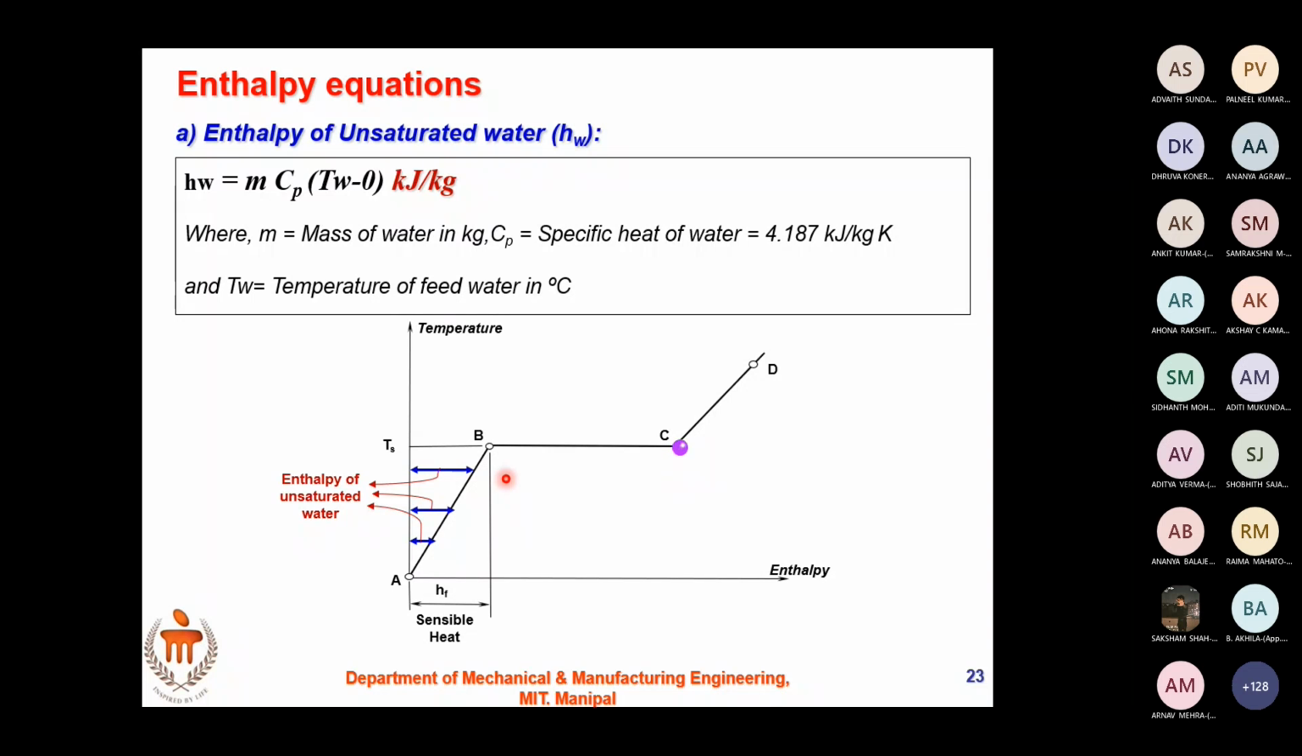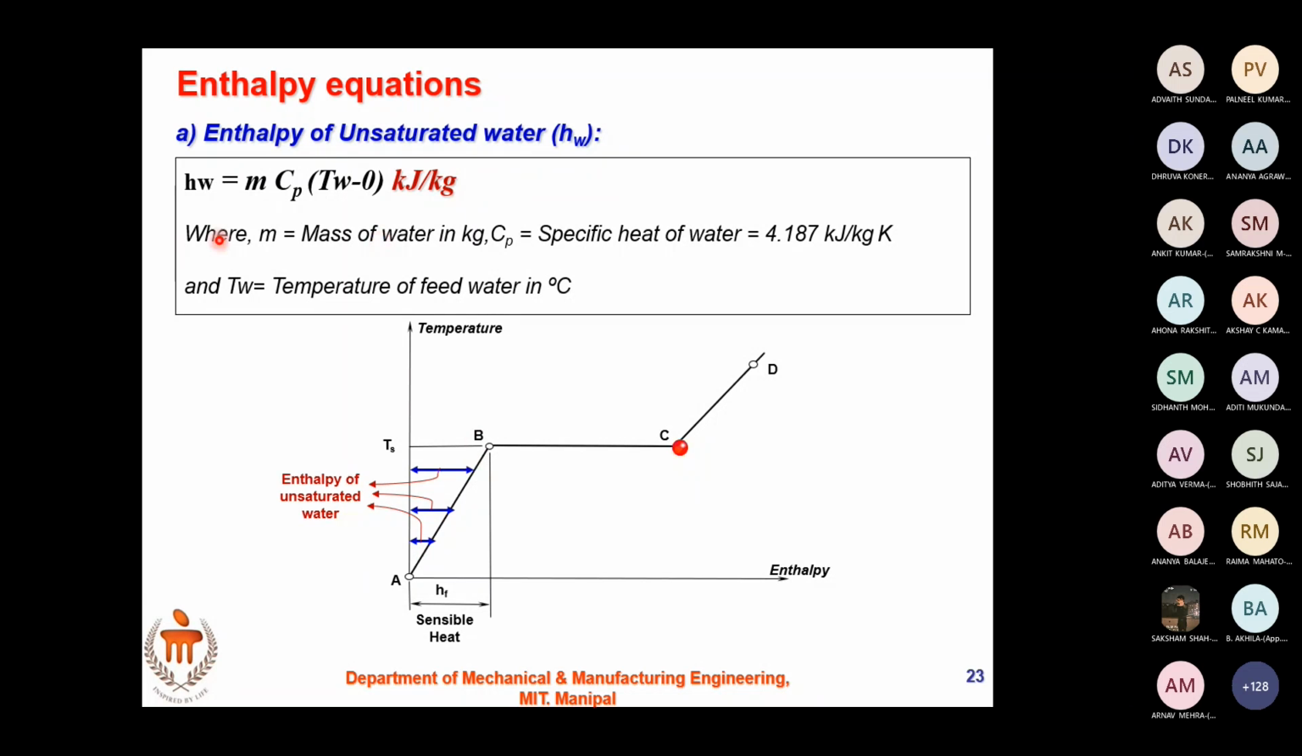So it is the amount of heat required to raise the temperature of 1 kg of water from 0 degrees Celsius to its actual temperature, which is below its saturation temperature. So that is what is enthalpy of unsaturated water. Enthalpy of unsaturated water can be calculated at this point, this point, this point, any point between this A and B. Okay, clear with this?